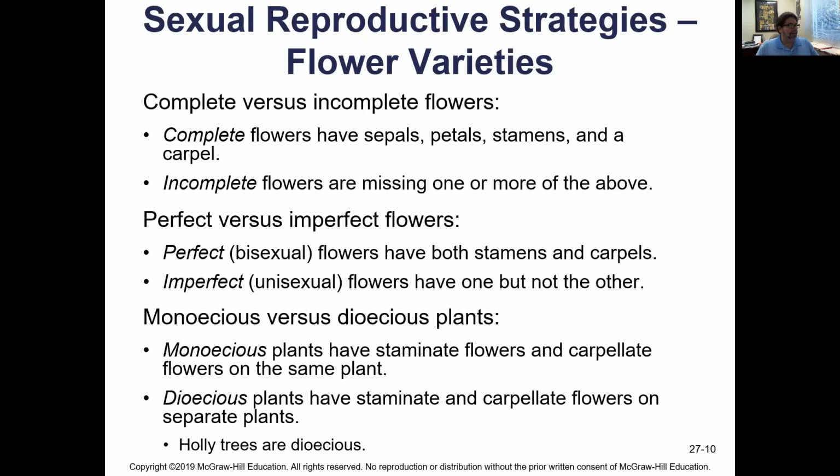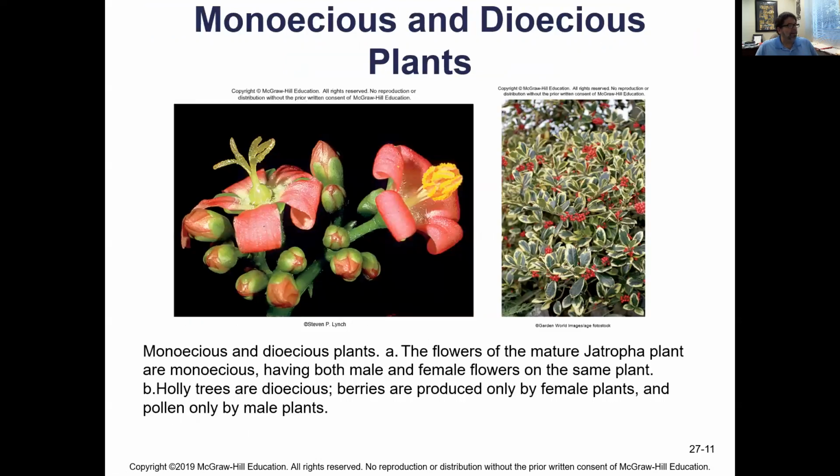So dioecious means on 2 different plants. Monoecious means one plant having both male and female. That's a cool term. And you can see monoecious on the left and dioecious on the right.